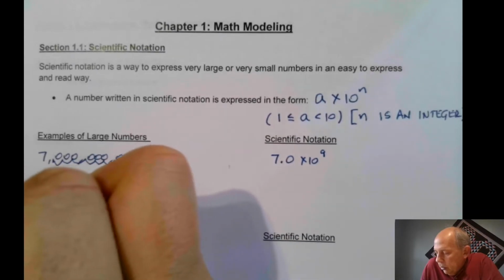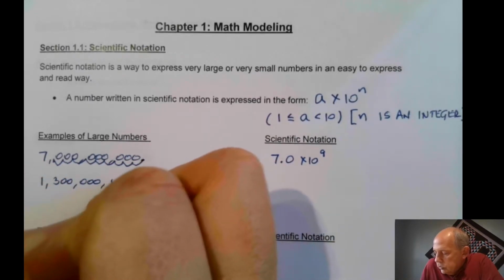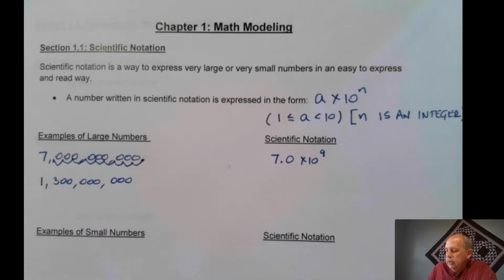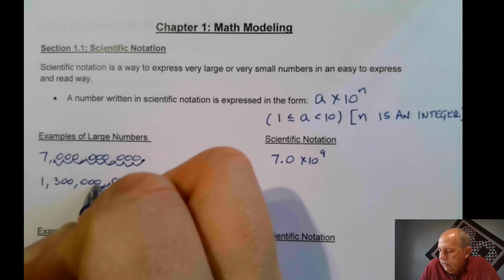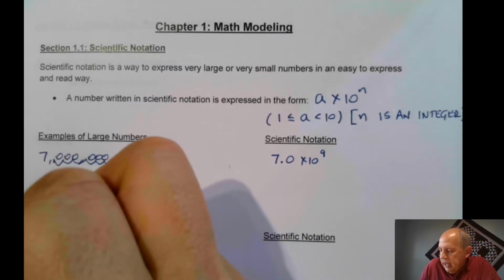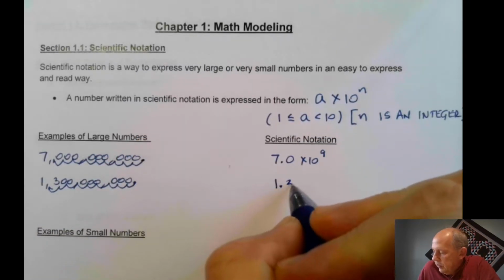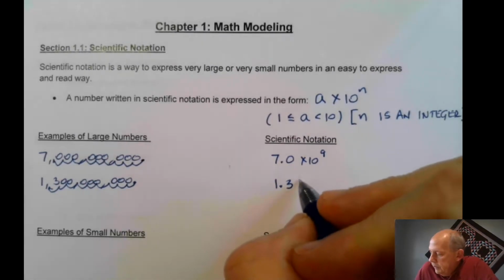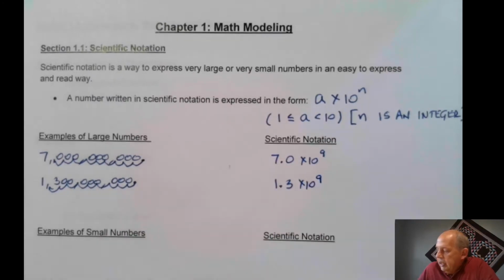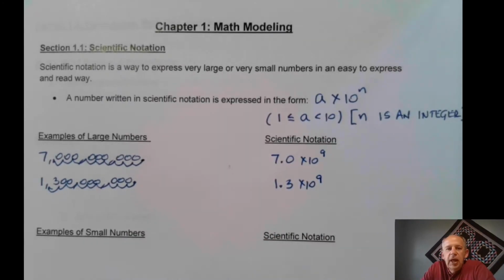Another really large value is 1,300,000,000. The decimal is here. 1, 2, 3, 4, 5, 6, 7, 8, 9 places again. Note my A value is between 1 and 10. It's 1.3. And then my integer is going to be 9 because I moved the decimal over 9 places. Note that both of these are positive. Your integer is always going to be positive with a really big number.